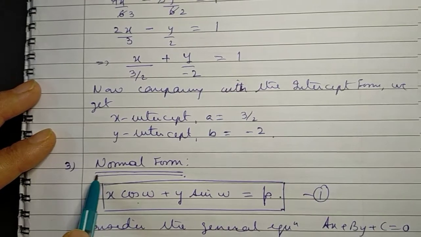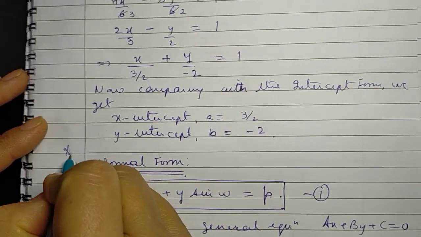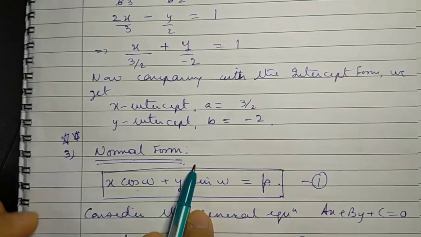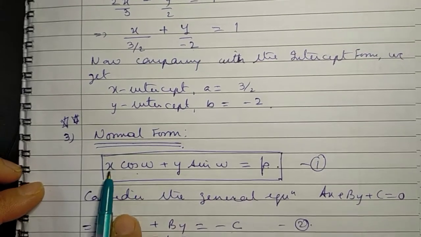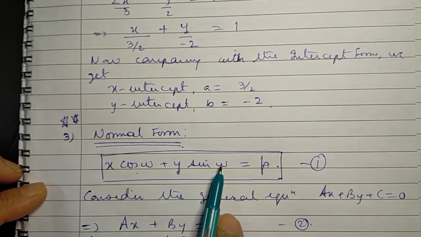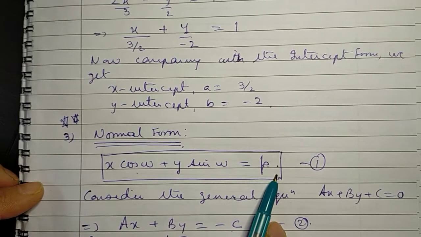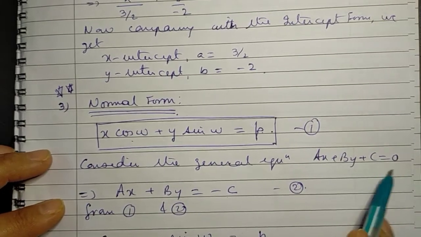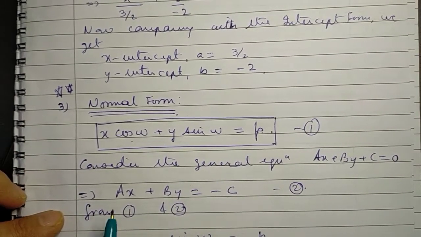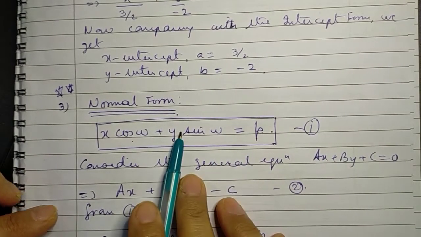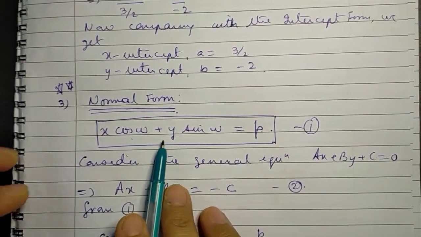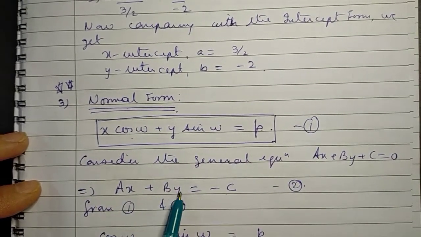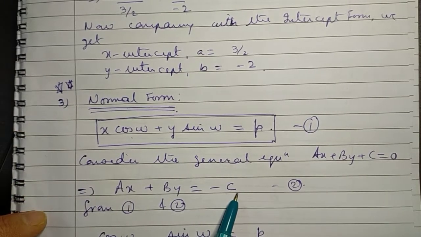Now let us take the next form, which is extremely important, converting the general equation to the normal form. We know that the normal form is x cos omega plus y sin omega equal to p. Now let's consider the general equation, which is ax plus by plus c equal to 0. Write it the same way as the normal form, that is, taking the constant to the other side. We get ax plus by equal to minus c.